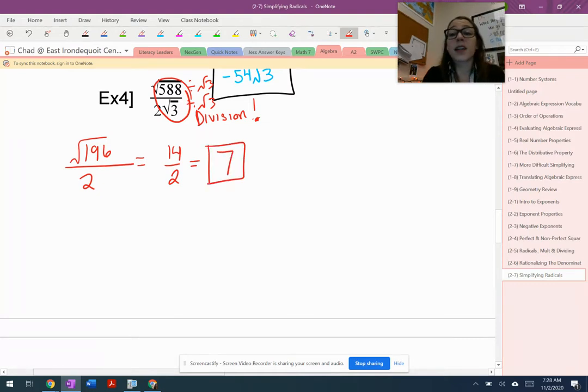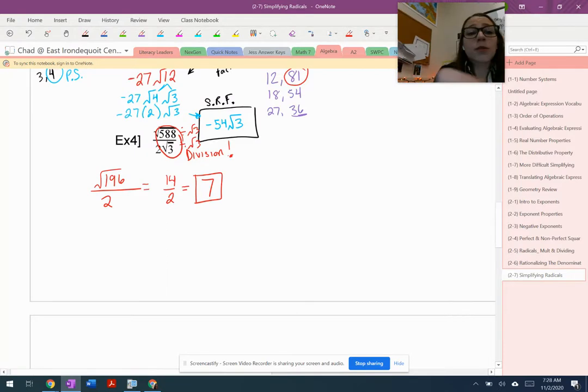Final simplified answer. Now, I am going to show you the other way to get to there because that was a little too quick, and I doubt that many of you would recognize that as something you could possibly do. So let's take a look at the other way, just in case.